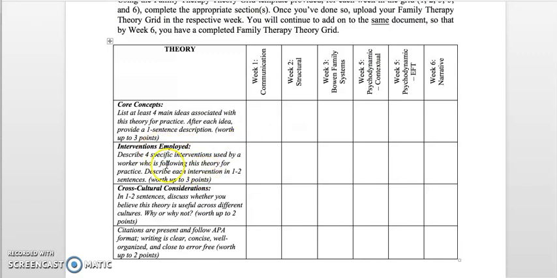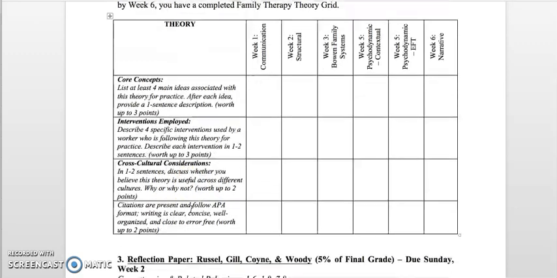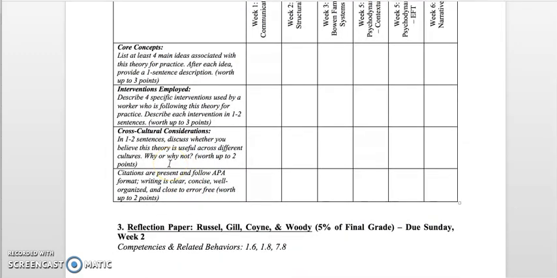The interventions employed: describe at least 4 specific interventions used by a social worker who is following this theory for practice. Describe each intervention in 1 or 2 sentences. Various cross-cultural considerations: in 1 or 2 sentences, discuss whether you believe this theory is useful across different cultures, why or why not, and then the various citations.